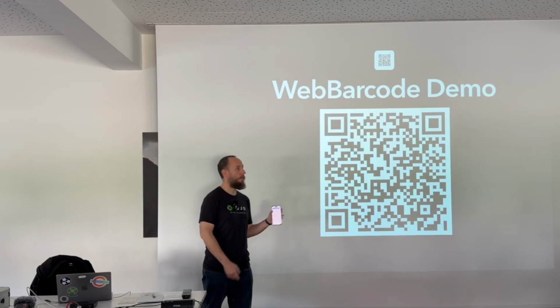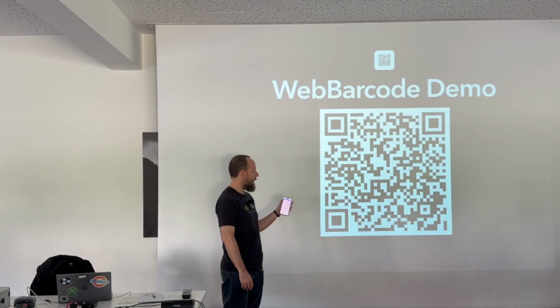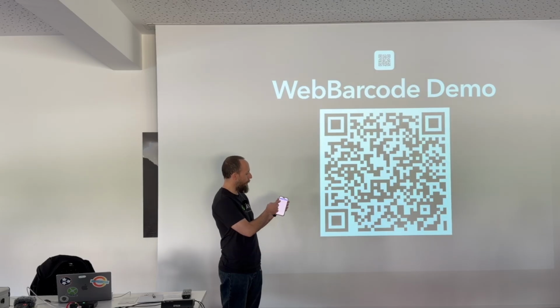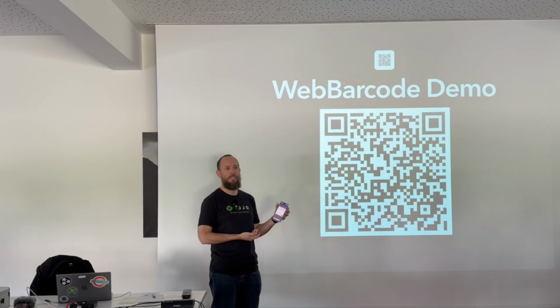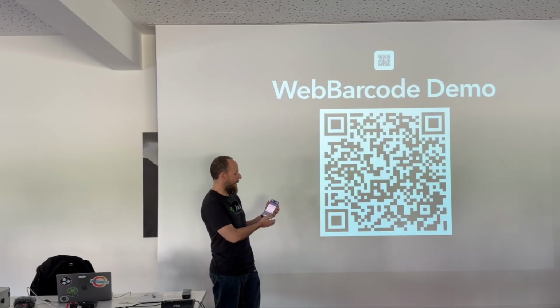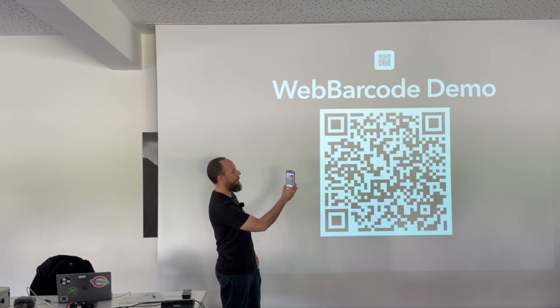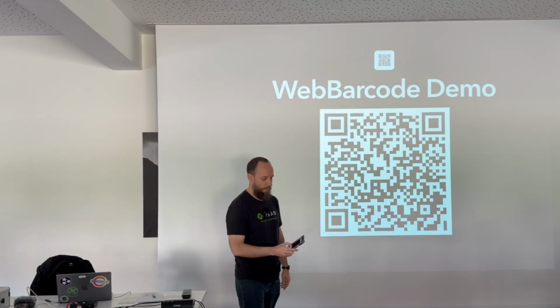Okay, so you should be able to see a little application where you can press on the scan barcode. It will ask you permission to use the camera of the mobile phone. And yeah, you should be able to read it.